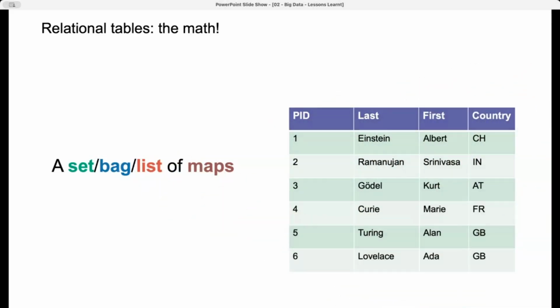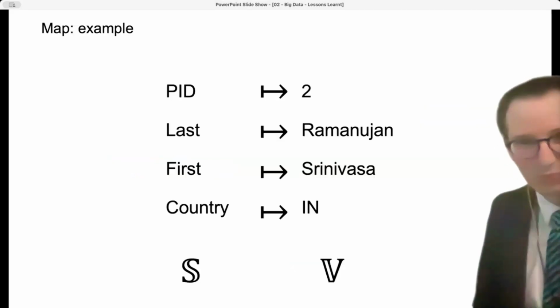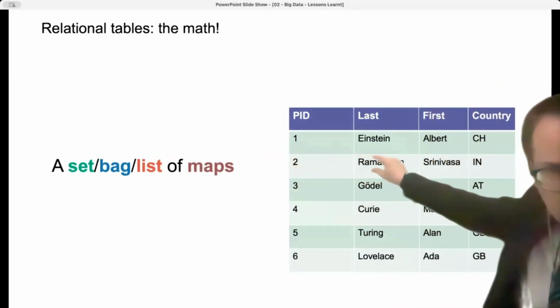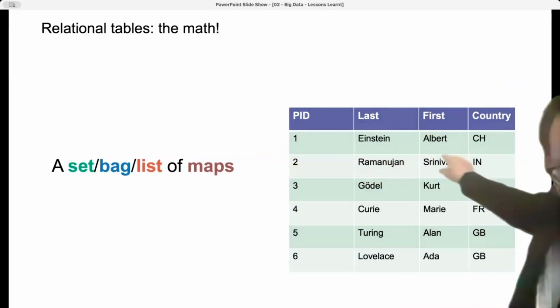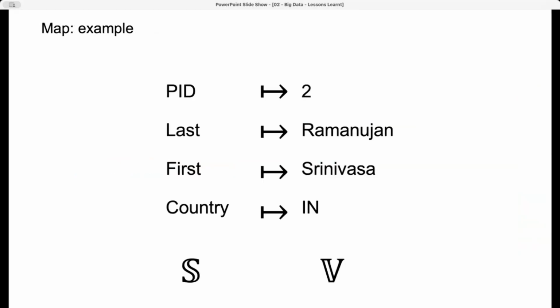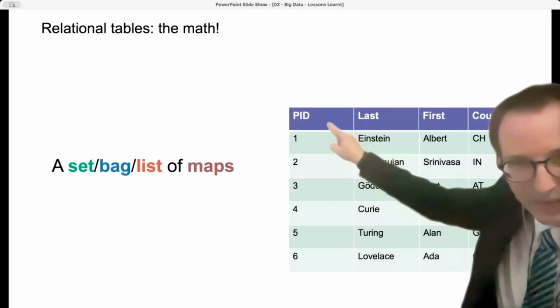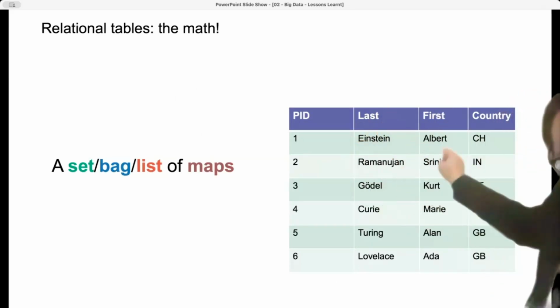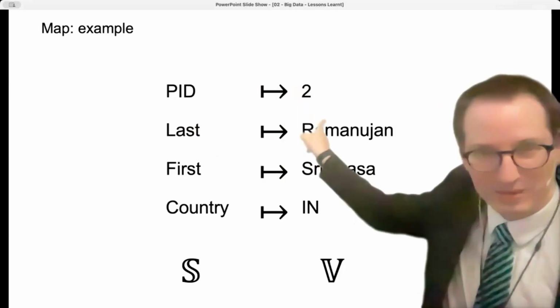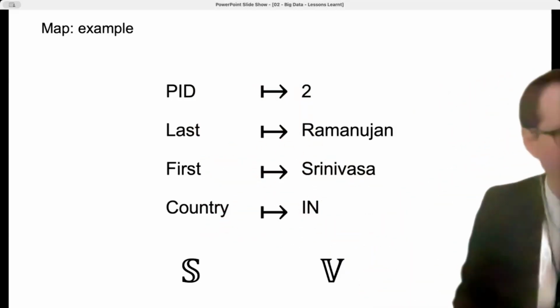Now, because I didn't see every hand raised when I asked if it was clear with the maps, this is why I want to make it explicit. So here I took the second record, right? 2, Ramanujan, Srinivasa, one of my favorite mathematicians. This would be the map. Look carefully. PID 2, last Ramanujan, first Srinivasa, country India, right?